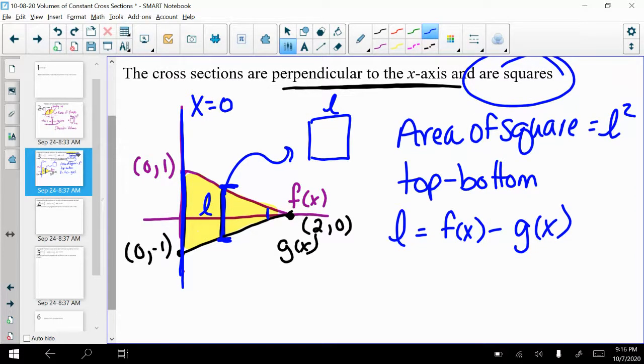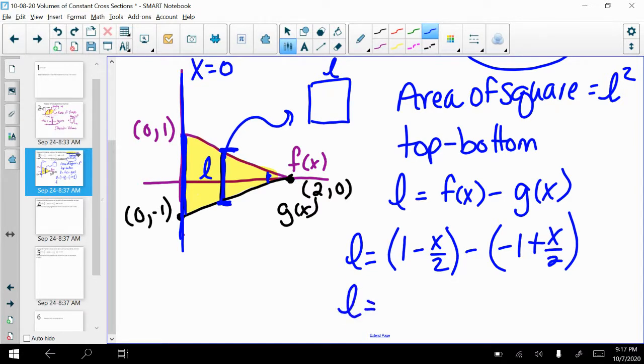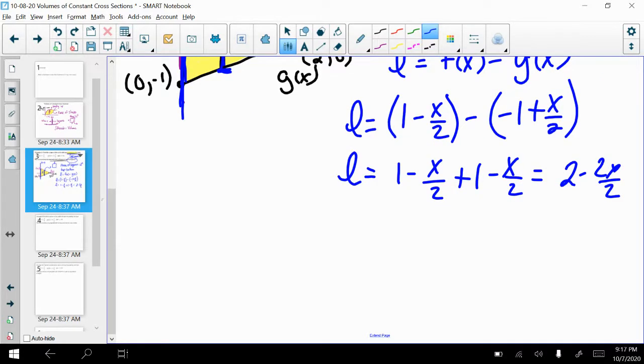Now, L's not constant, right? L's big over here and L's small over here. So that makes sense. So L is f of x, which I said was 1 minus x over 2, minus g of x, which I believe was negative 1 plus x over 2. Let's simplify that a little bit, just because it's kind of ugly. 1 minus x over 2 plus 1 minus x over 2. So this is nice because it comes out to be 2 minus 2x over 2, which is really just L equals 2 minus x. Everybody follow that algebra?